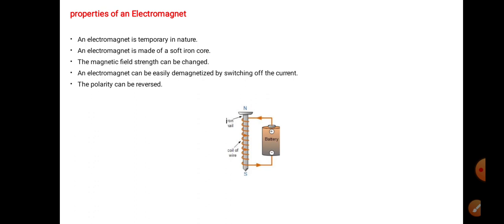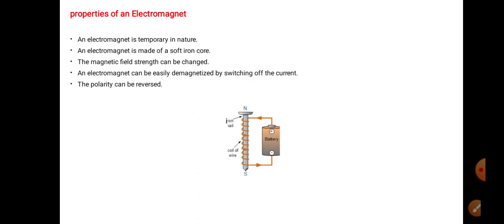When current is flowing through this coil, it shows magnetic property. If we remove the battery, that is, switch off the current, it does not show magnetic property. Because of this, the coil electromagnet is a temporary magnet.